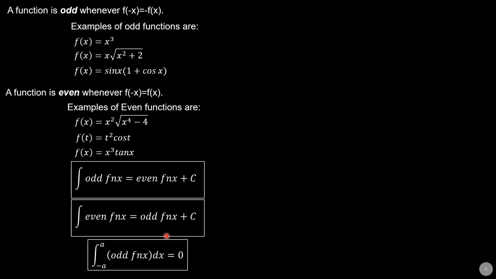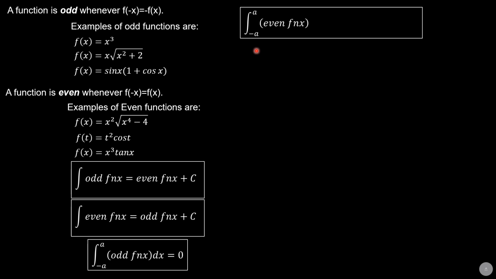Then if you have the integral of an even function of x from negative a to a, the result is an even function. You can transform it into 2 times the integral, change limits to 0 to a, of the even function of x dx, and you proceed with that integration. So the only difference here is you double the value and change limits instead from negative a to a, make that 0 to a.